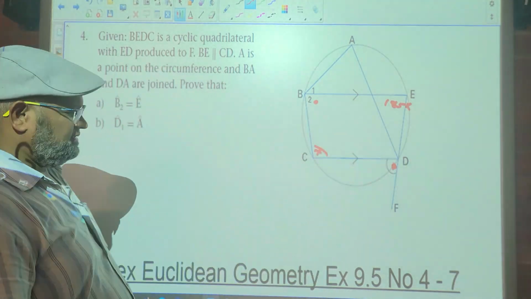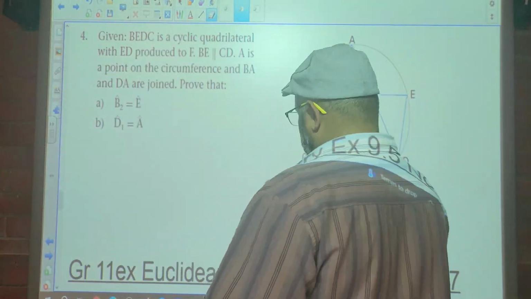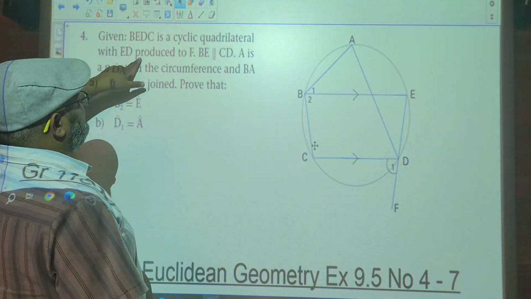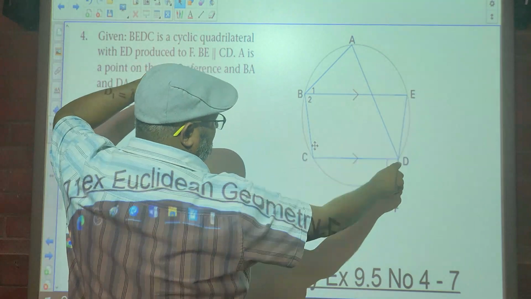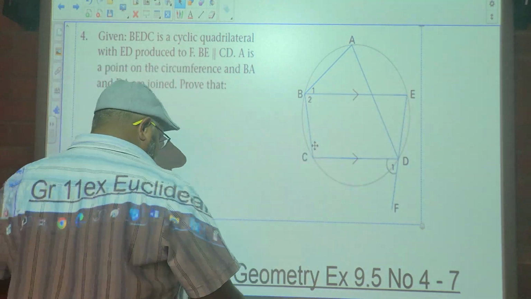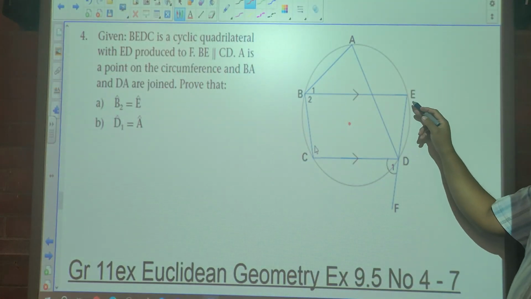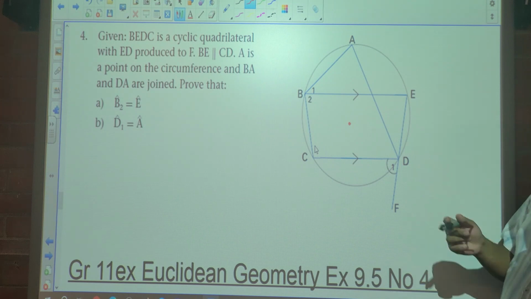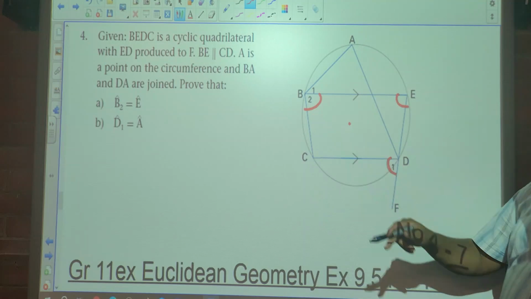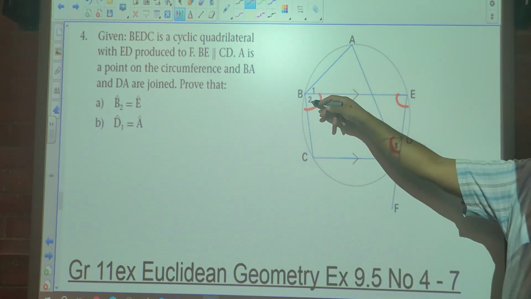Then we are told that with ED produced to F, BF is parallel to CD. People, if these lines are parallel, what do we know? Alternate angles are equal, corresponding angles are equal, so that angle is equal to that. That angle is also equal to that. Co-interior angles add to 180.